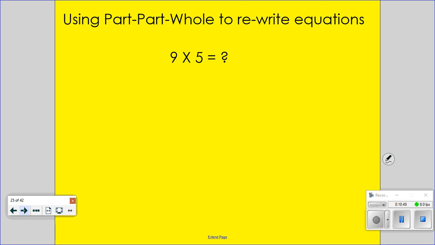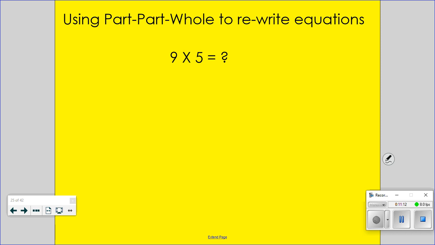Braden asked a good question. He said, are you allowed to use division? What is the inverse or the opposite operation of multiplication? So, would you use division? Yeah. What's another equation I can write?